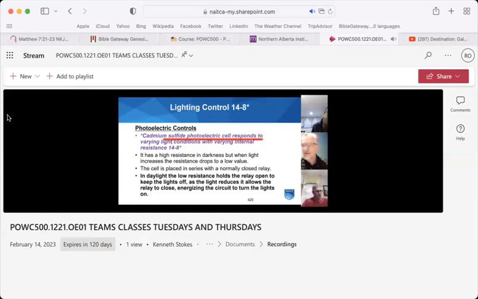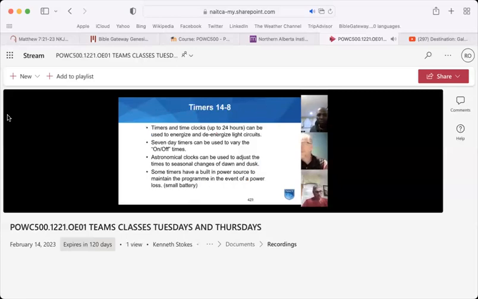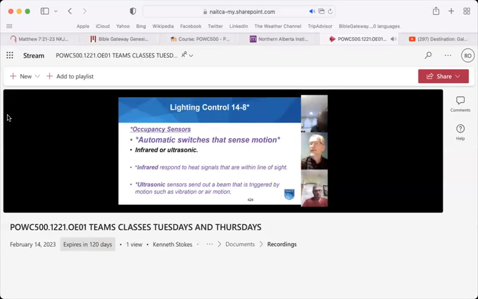Photoelectric controls: a cadmium sulfide photoelectric cell responds to varying light conditions with varying internal resistance. So these are lighting circuits for the street lights or outside lighting on the building. When it's dark outside, resistance is low and the lighting comes on, and in daylight, it will open a relay and turn the lights off. So simple daytime, nighttime control of outside circuits. And that's the circuit described in the textbook.